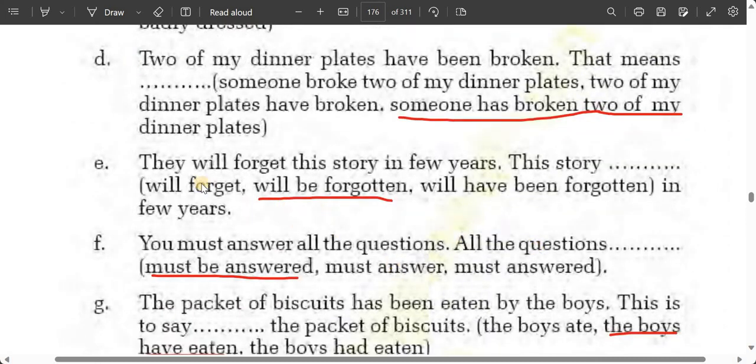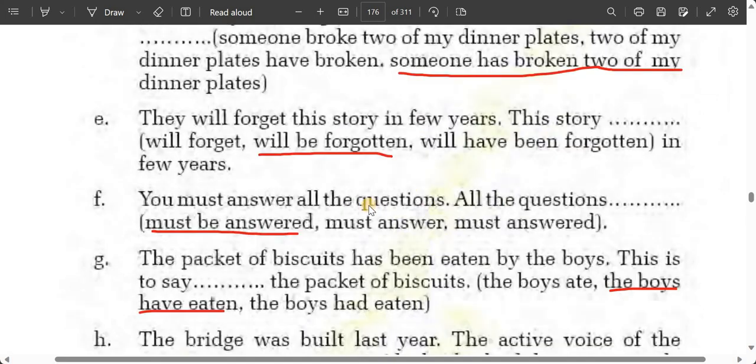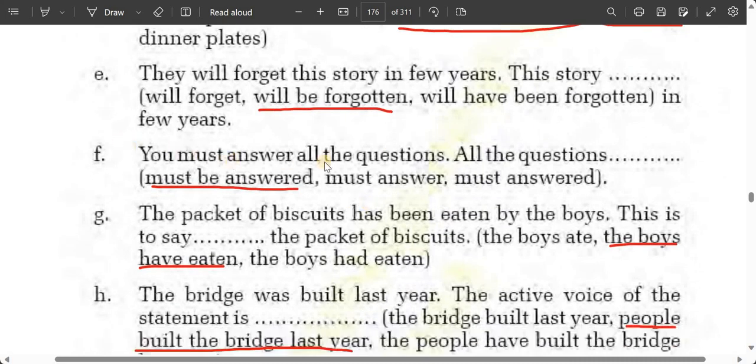Now E. They forget the story in few areas. The story will be forgotten. Now, you must answer all the questions. All the questions must be answered.